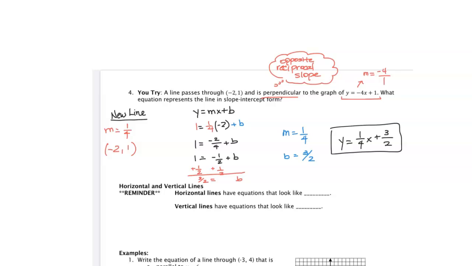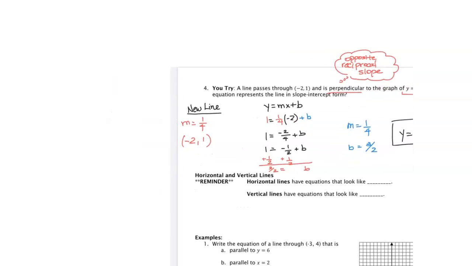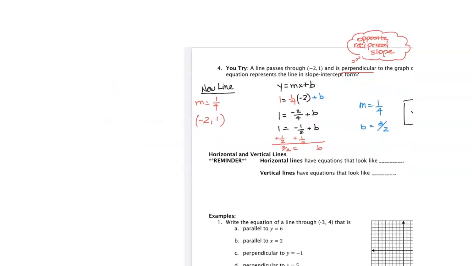All right, so your answer for this problem should be y equals 1/4 x plus 3 over 2. If you wrote 3 over 2 as 1.5, that's the same thing. Okay, just showing you the work to the side as far as how you deal with that fraction.